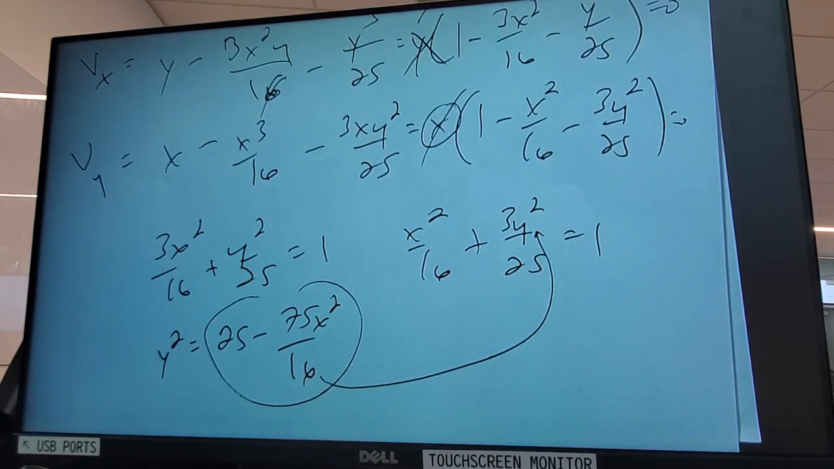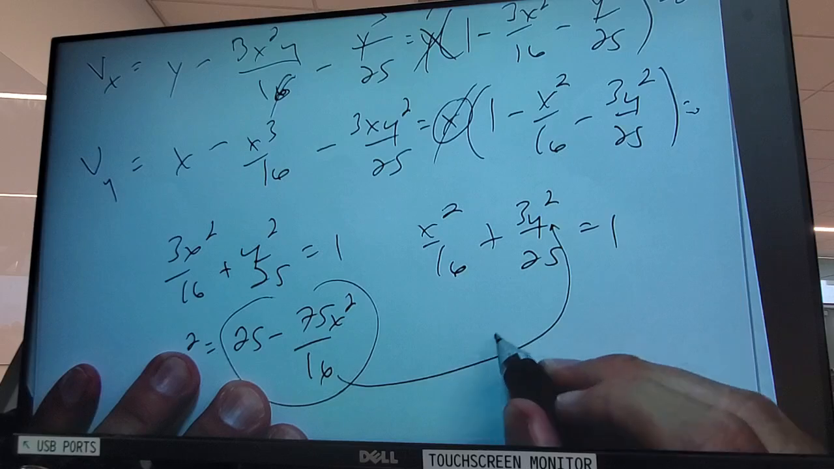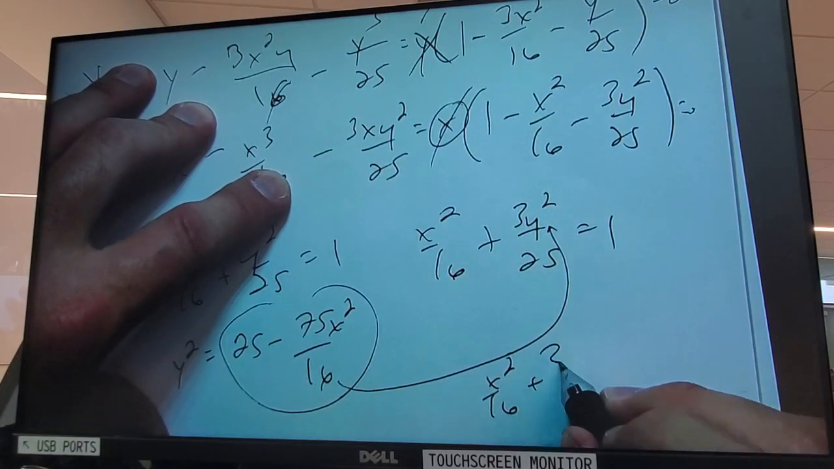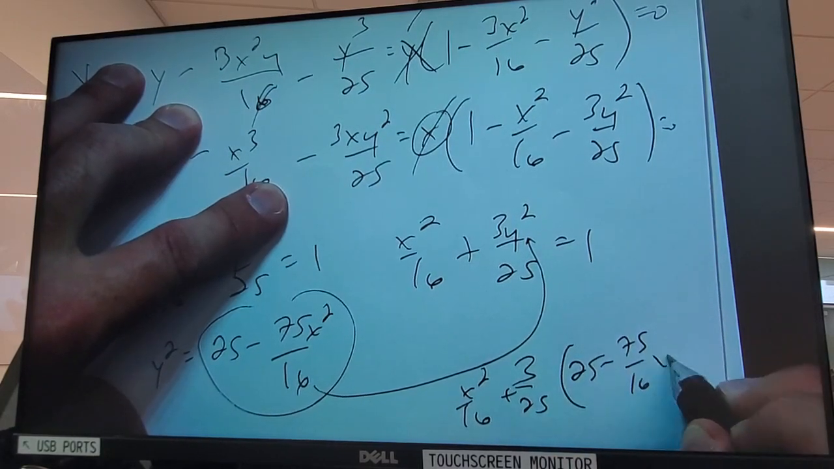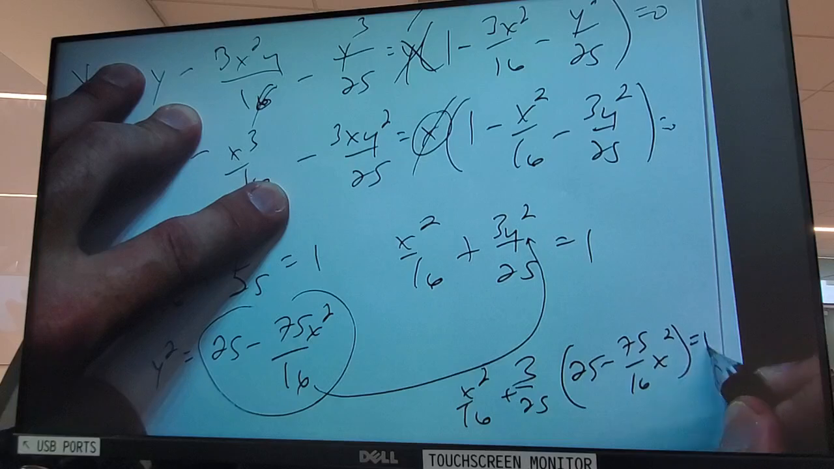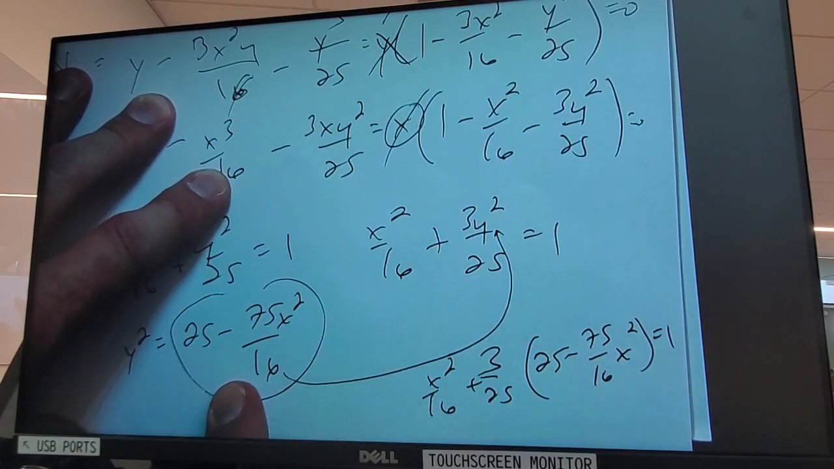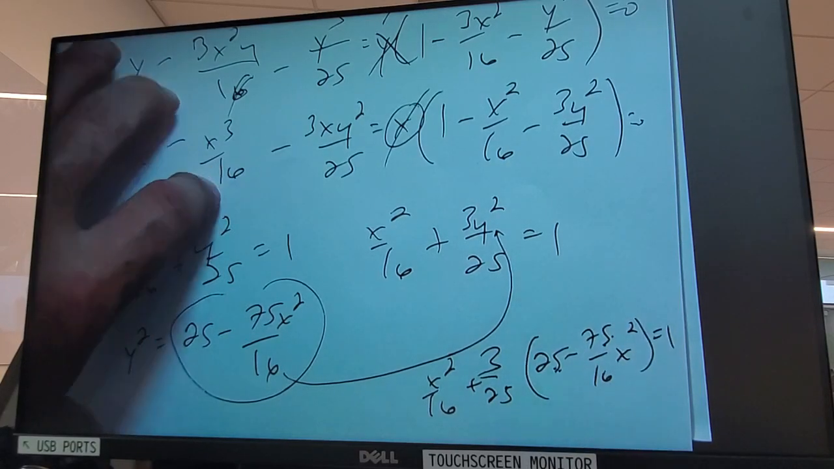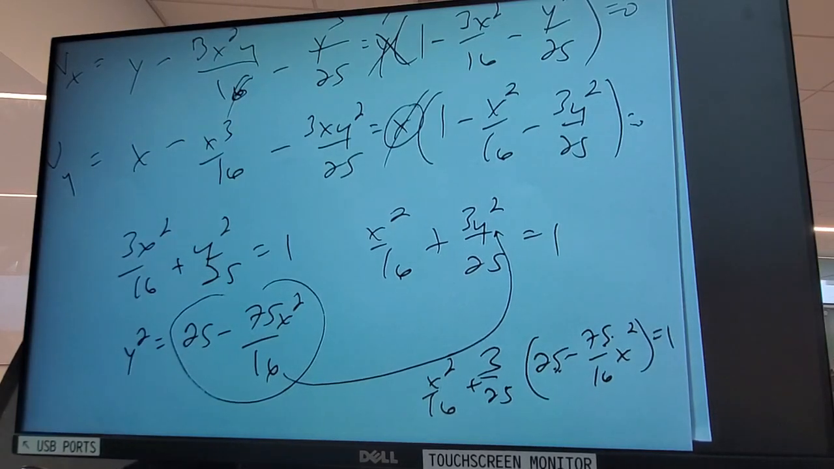Now the numbers I picked for you, I picked to come out a little bit cleaner. This will be x squared over 16 plus 3/25 times y squared. I just replaced y squared with what it is. And now when I distribute this 3/25ths, it's really nice. That's as far as I'm going to go. I want you guys to have something to do.